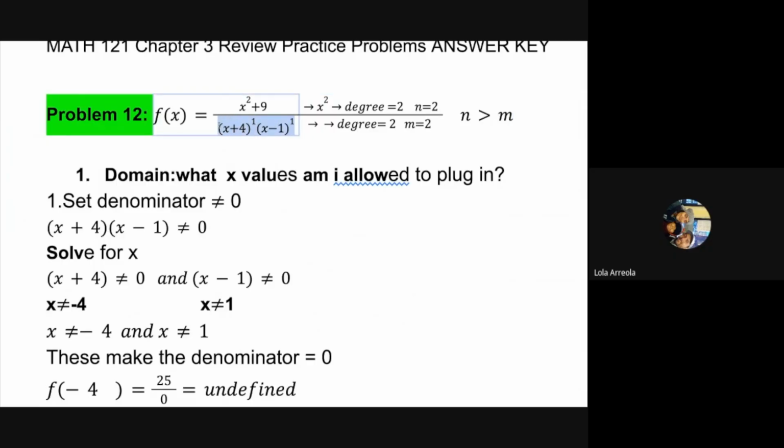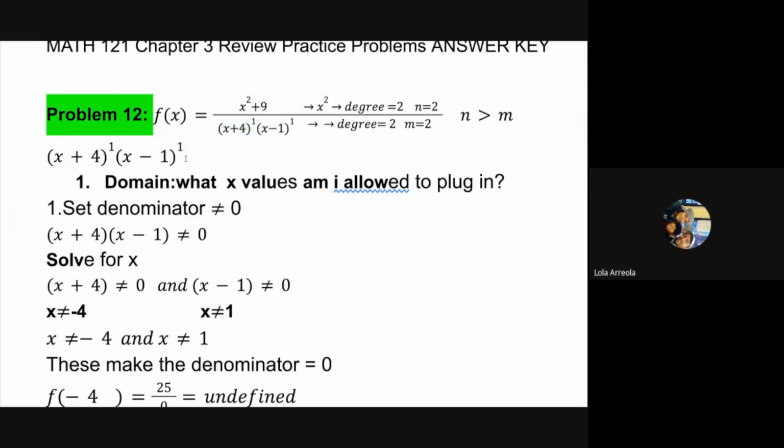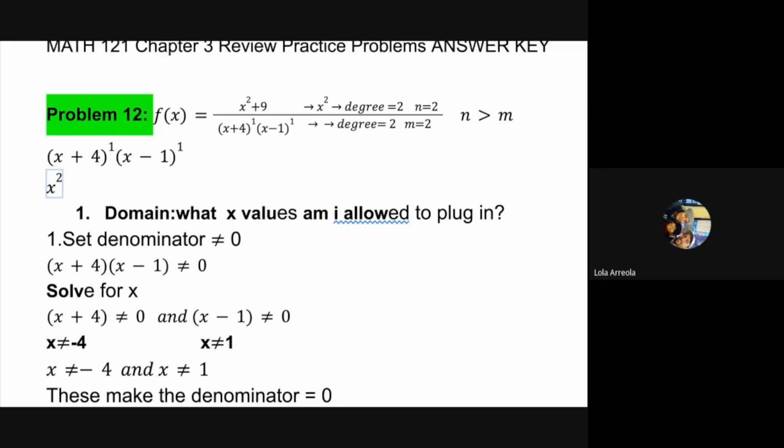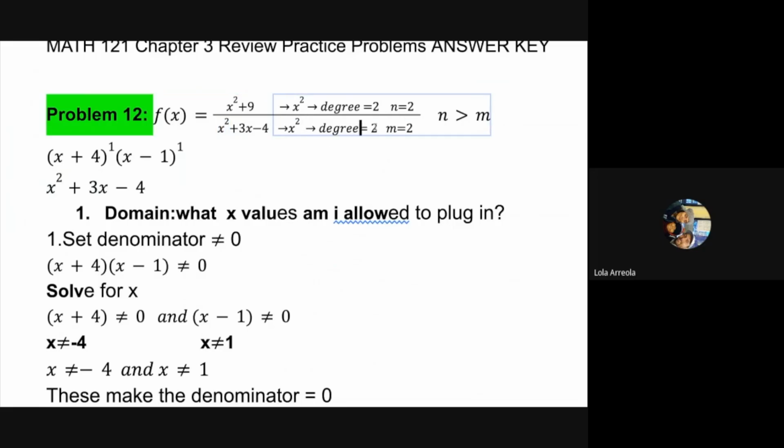Or we could do the math to write this in expanded form. So if I were to FOIL this problem out, I would get x times x, which is x squared. X times negative 1 is negative x. 4 times x is 4x. And 4 times negative 1 is negative 4. So this simplifies to negative x plus 4x is plus 3x. So now I can just replace this with this, and it's very clear that my leading term is x squared again, and the degree is equal to 2.